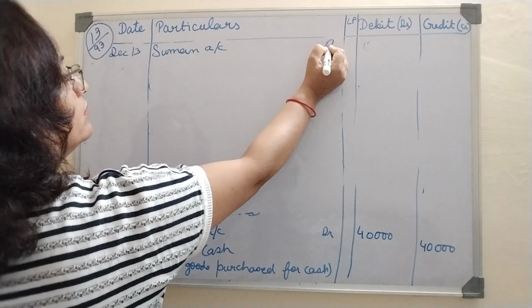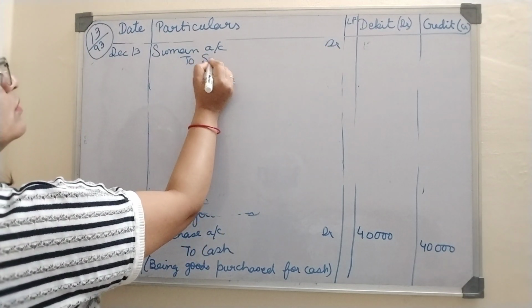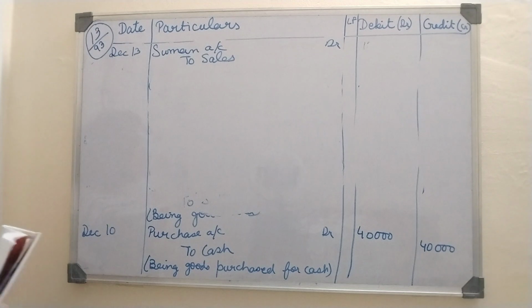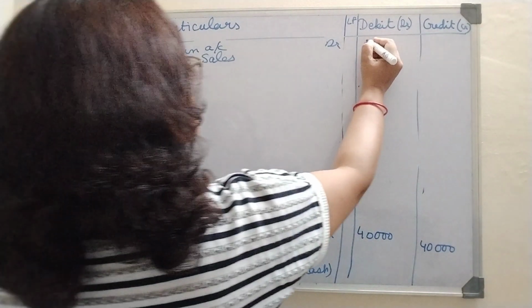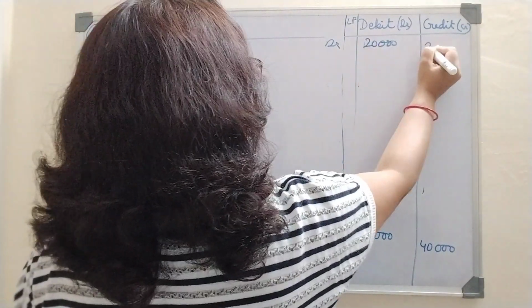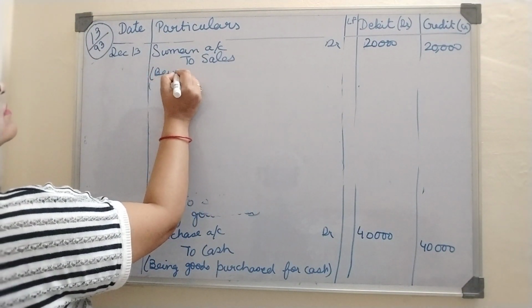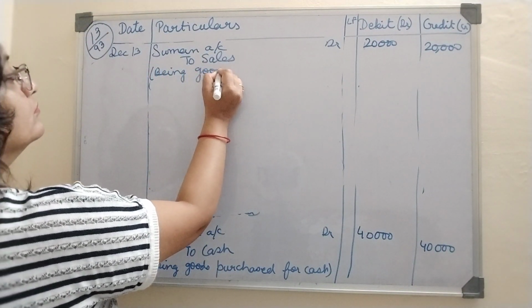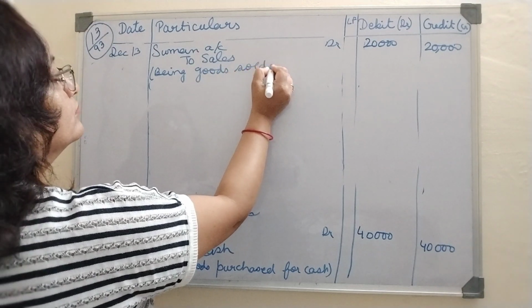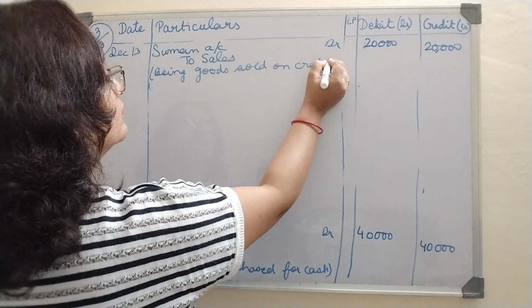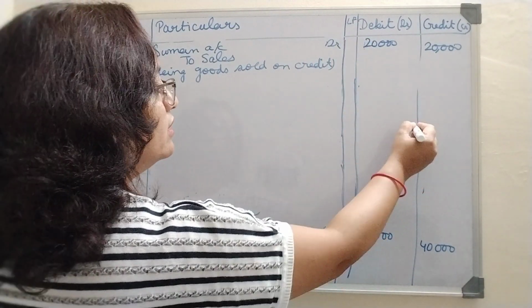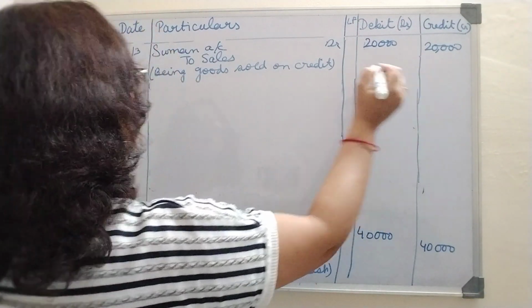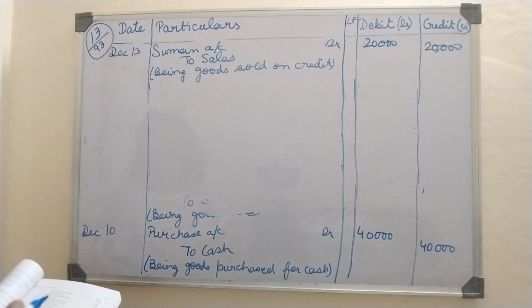Suman account debit to sales, right? So we have done sales, so we have to write Suman's name. The amount is 20,000. Being goods sold. As the name you read, you have to be careful. If cash is not mentioned, it means it is always credit, sale or purchase. Now next is December 16.